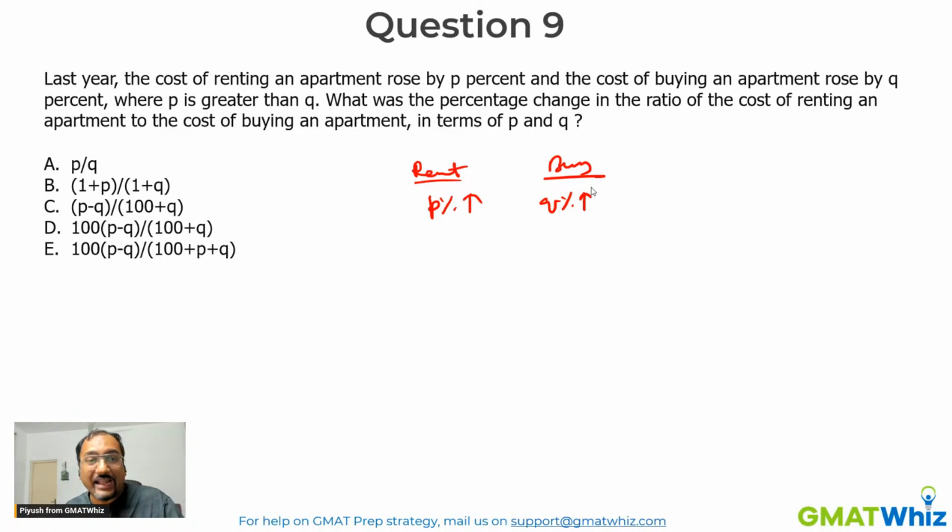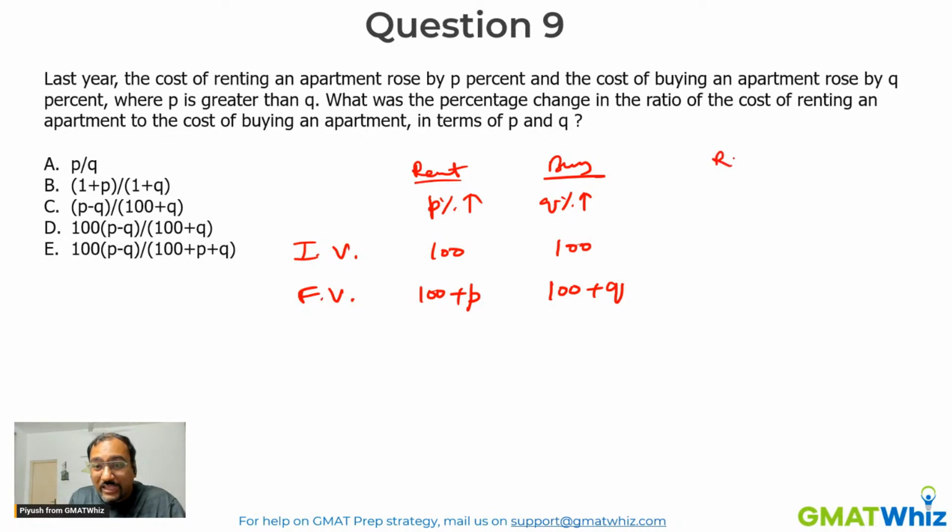They're independent of that. So I'm happy assuming their initial value to be 100 each. And let them be equal. It doesn't matter. So what is the final value now? Final value will be 100 plus P, because P% of 100 is P. And this will be 100 plus P. Simple. Now it says, what is the percentage change in the ratio of the cost of renting to the cost of buying an apartment?